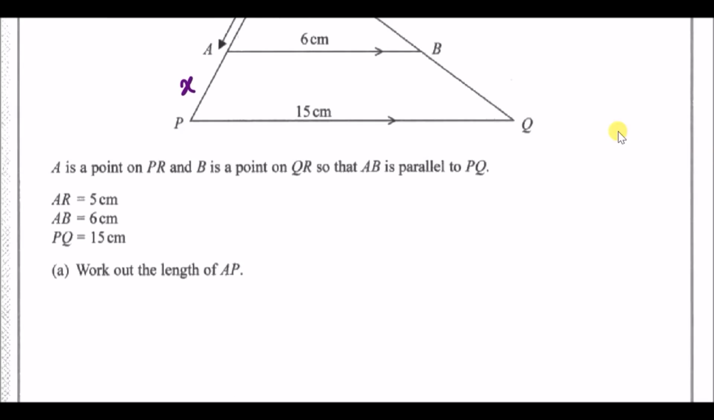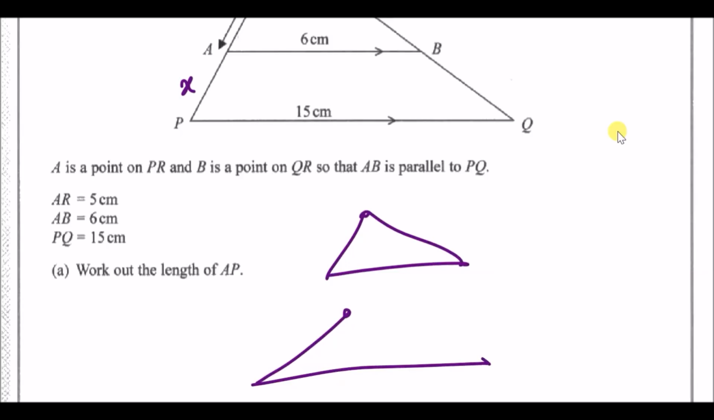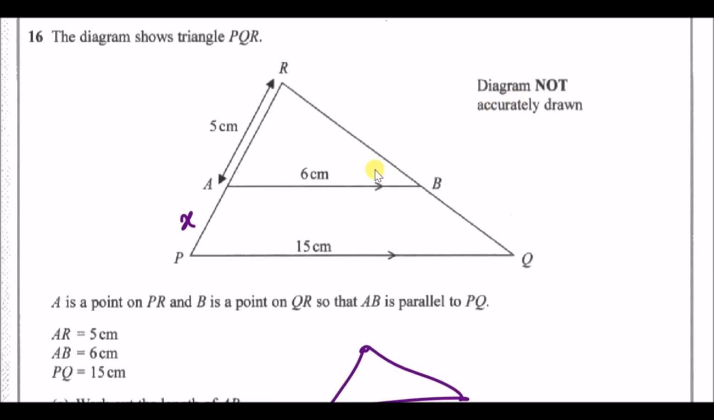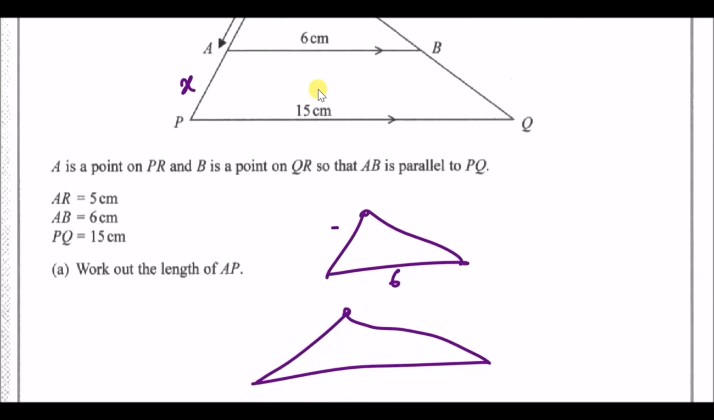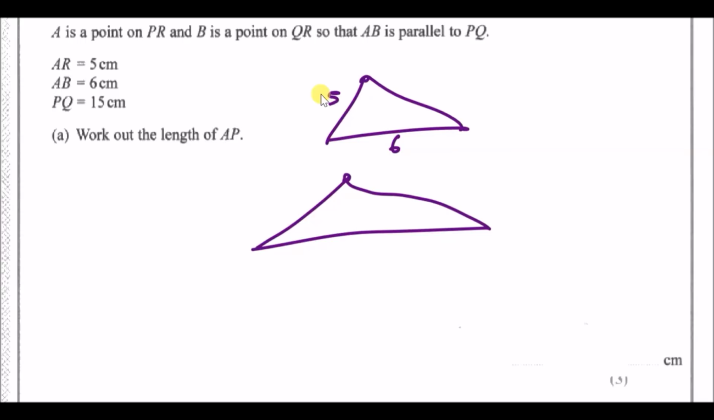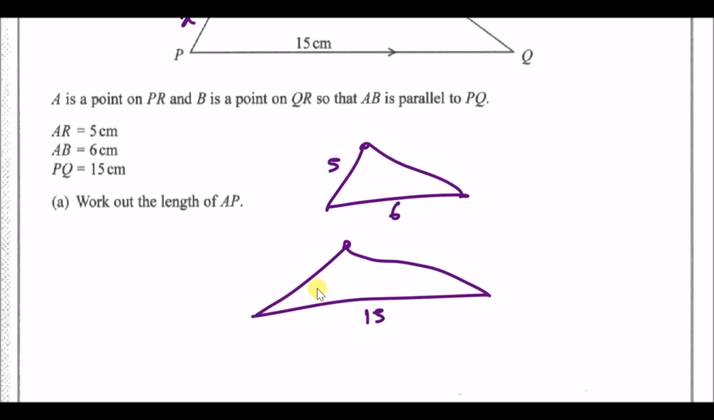And it helps to re-sketch the diagram. So you've got a small triangle here and you've got the similar one over here, where you've got 6 at the bottom and you've got 5 on the left. But then you also have 15 at the bottom, and then you want to find some length on the left, well, part of it. Now the trick is, because it's similar, we need to find the common scale factor, yeah?